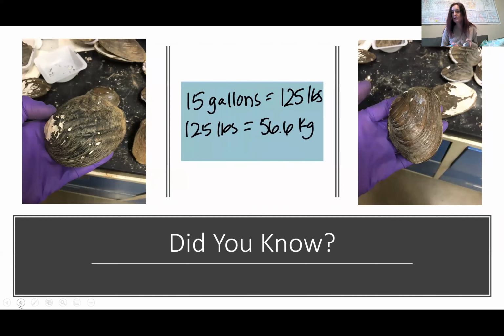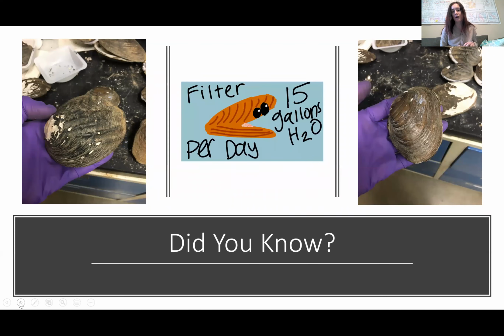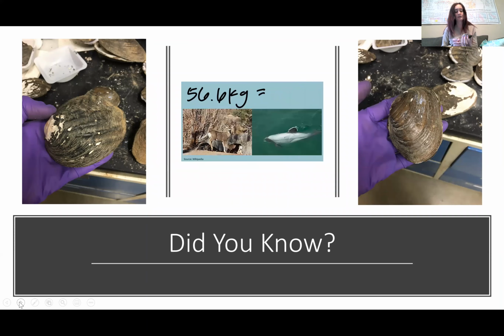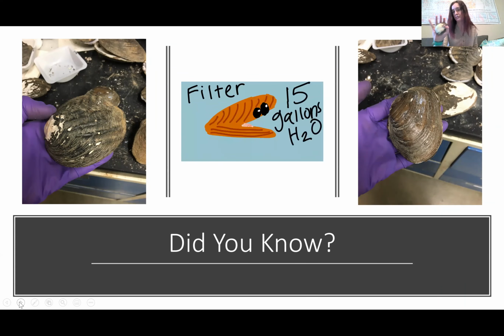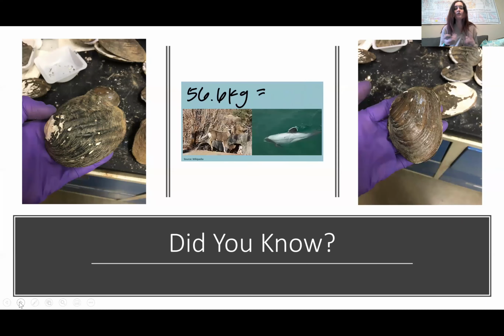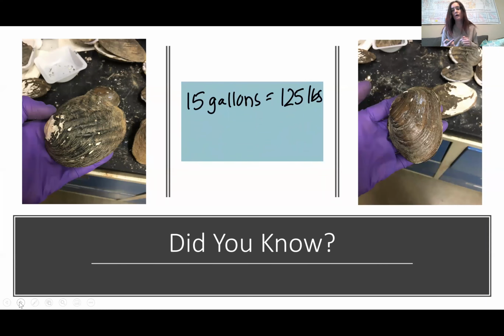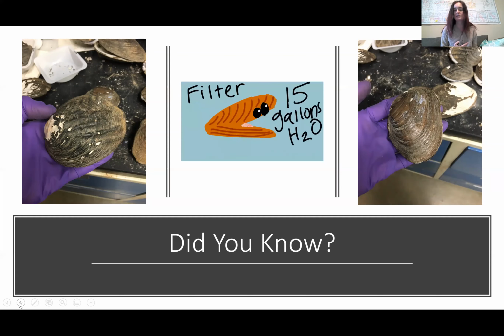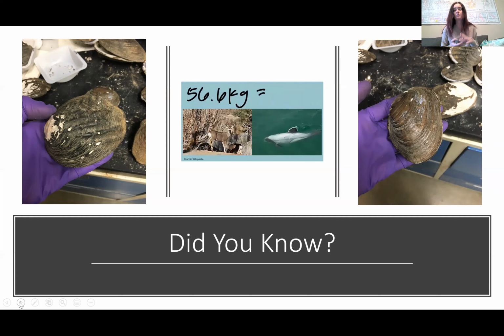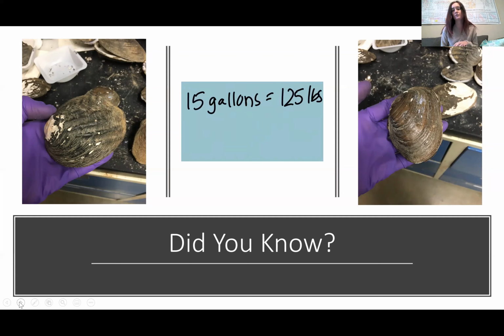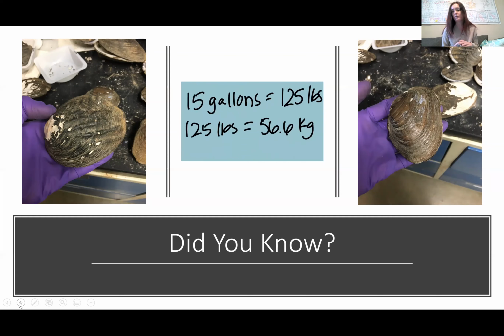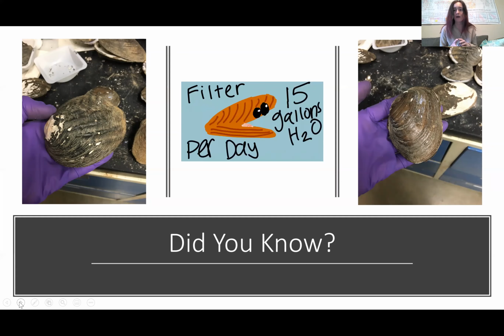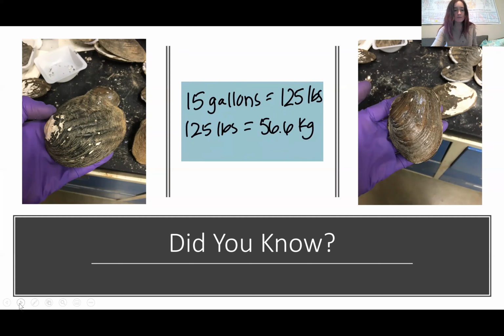Also, did you know that mussels can filter up to 15 gallons of water per day? This is for adult mussels. So a mussel, which is smaller than the size of my hand, can filter 15 gallons of water. And 15 gallons of water is equivalent to 125 pounds, which is around 56.6 kilograms. The amount of water that mussels can filter is about equivalent to the weight of a mule deer or a Hector's dolphin. So that's a fun fact about how much water a mussel can filter every single day.